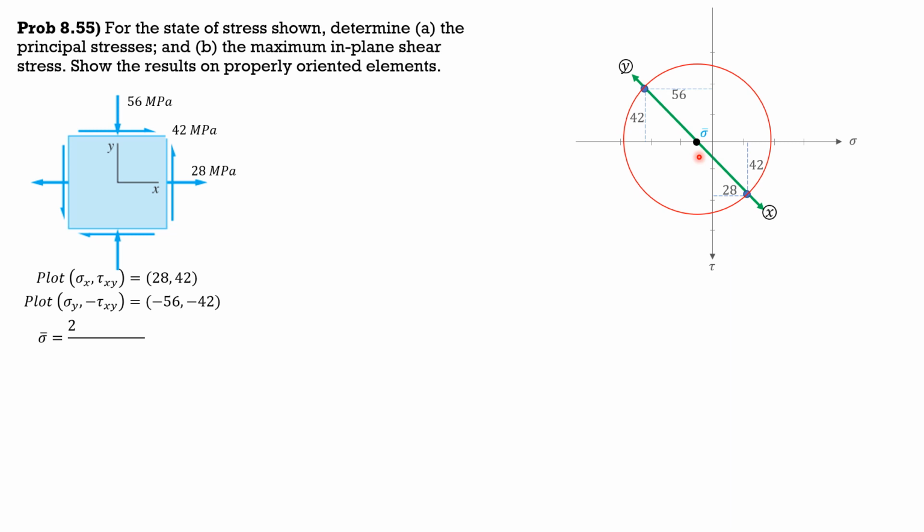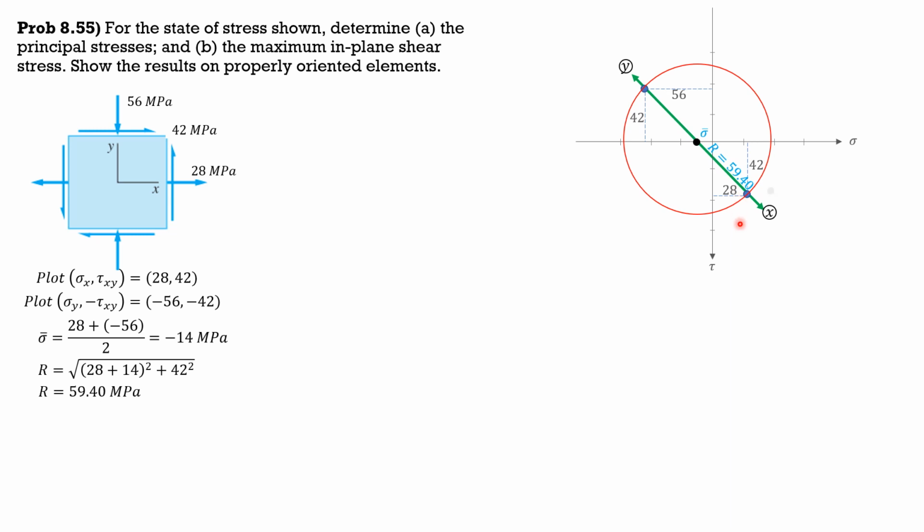Sigma bar is equal to 28 plus negative 56 over 2, so negative 14 megapascals. So R is the square root of (14 plus 28) squared plus 42 squared. Sigma bar is negative 14, plus that one 28, so 28 plus 14 quantity squared plus 42 squared. So R is 59.4 megapascals. That's R.